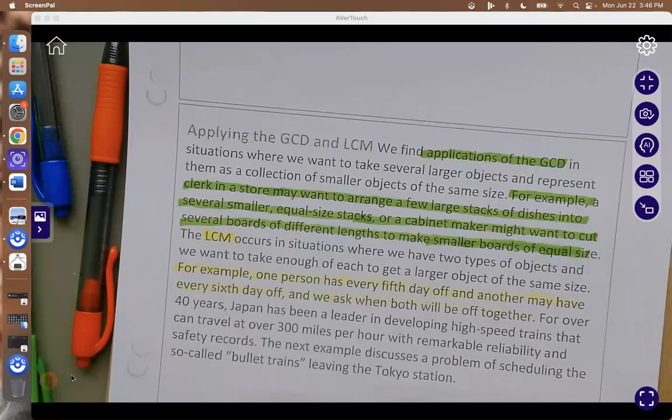Okay, so LCM is when you have two things and you want to know when they'll happen together. And GCD is when you have something large and you want to make something small from it.